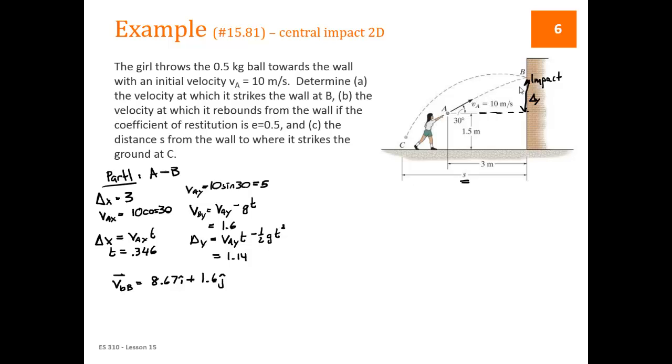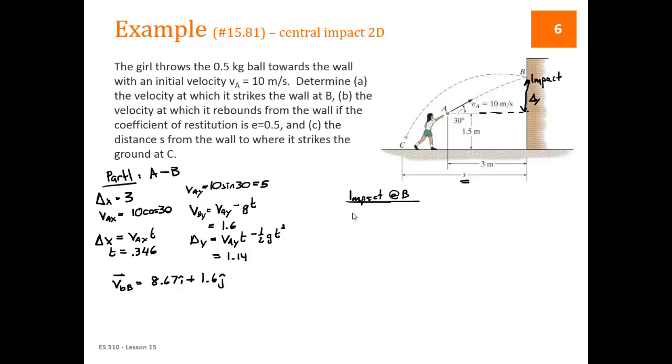Now let's take a look at that impact. Alright, so we've got the impact, which is part 2, at B. The line connecting the ball and the wall would be in the x direction. So there's going to be impact in the x direction. The velocity is going to change. It's going to reverse its direction, and it's going to change its magnitude. But in the y direction, there is no impact, right? Because the ball does not exist in the y direction.